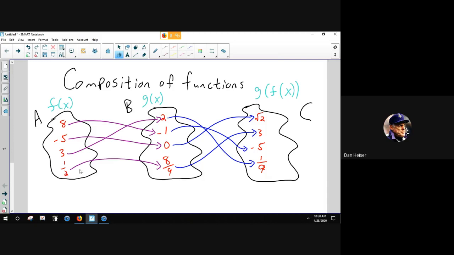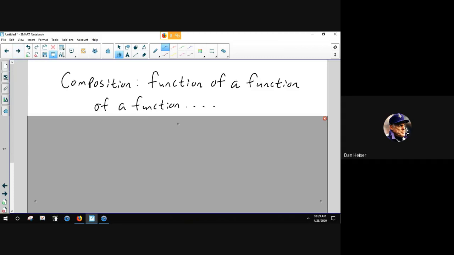This is what it looks like in picture format, or sometimes this is called set format, where we look at everything in terms of a set. Composition of functions, here it is a little more formally defined. It is simply taking a function of a function of a function of a function of a function until we run out of functions. There is no limit to the number of functions you can do.